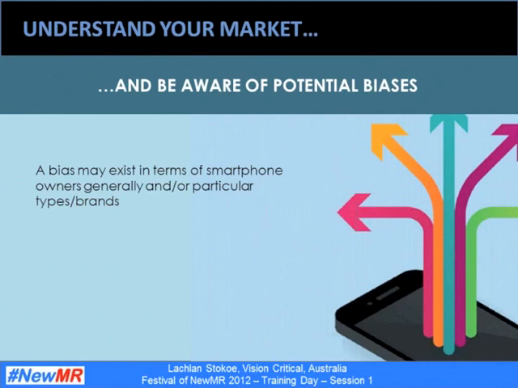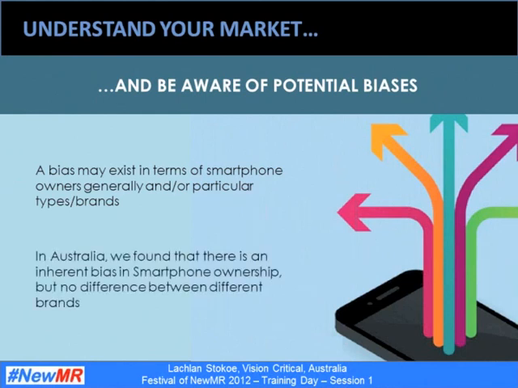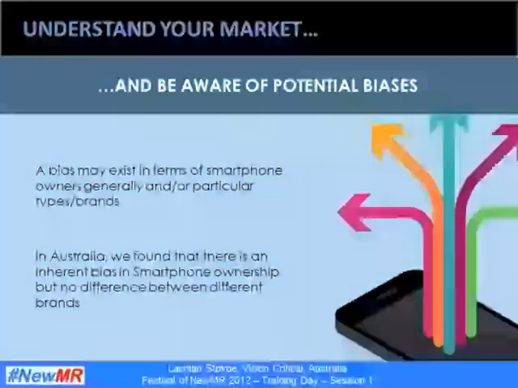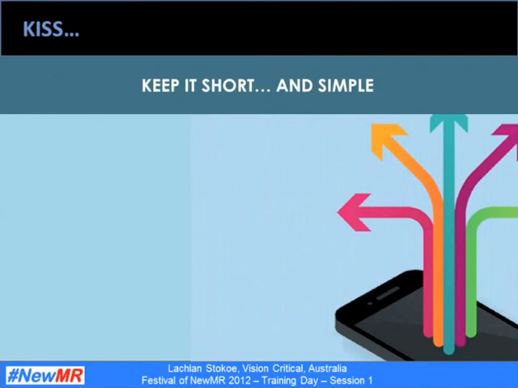So you really need to keep in mind these biases in light of the target group and the objectives that you have. In Australia, we found that there's an inherent bias in smartphone ownership generally, but there's no difference between different brands. So somebody that owns a smartphone is inherently different to somebody that doesn't, and a lot of this is age and life stage related. So make sure you understand the market you're researching.